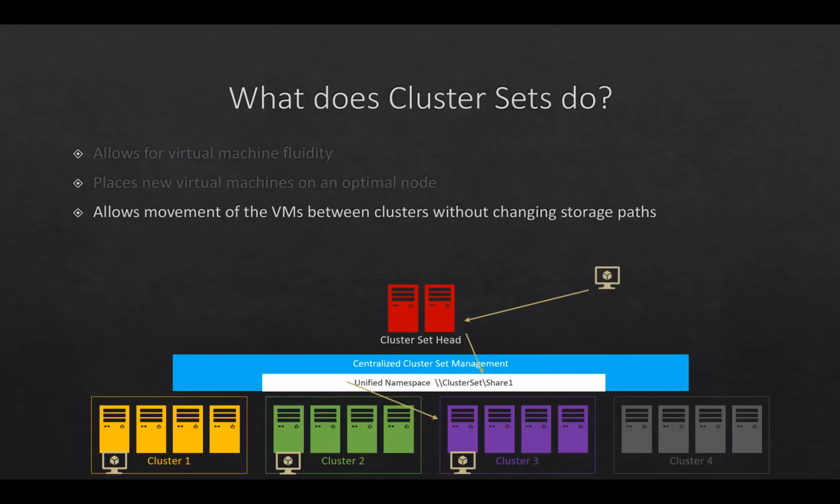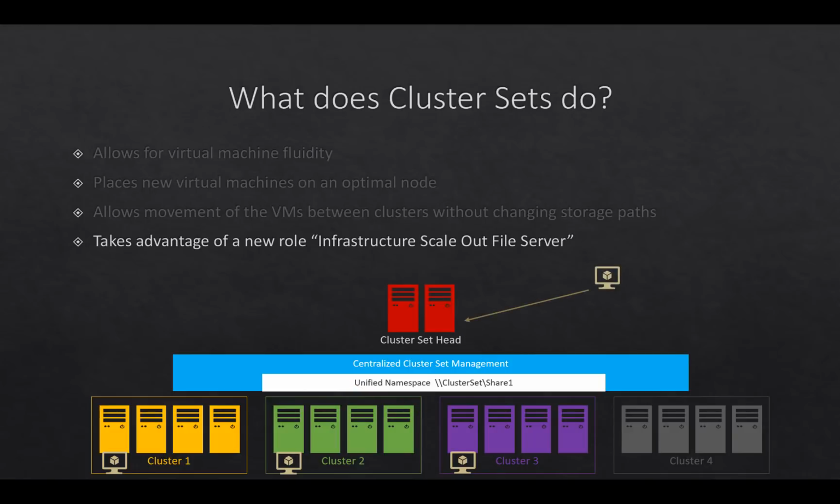This will allow movement between clusters without having to change the storage paths. With the single unified namespace, we are identifying what storage we're putting it on, what the storage path is, and what the share name is.